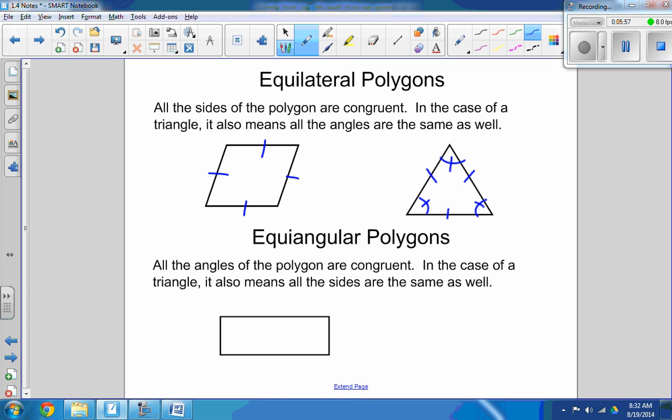Equal angular polygons. Equal angular polygons, all the angles of the polygon are congruent. In this case, I have a rectangle here. All the angles are 90 degrees. In the case of a triangle, it means all the sides are the same as well. So in the case of a triangle, we have this. The sides are congruent, the angles are congruent. But that, again, only works in a triangle.